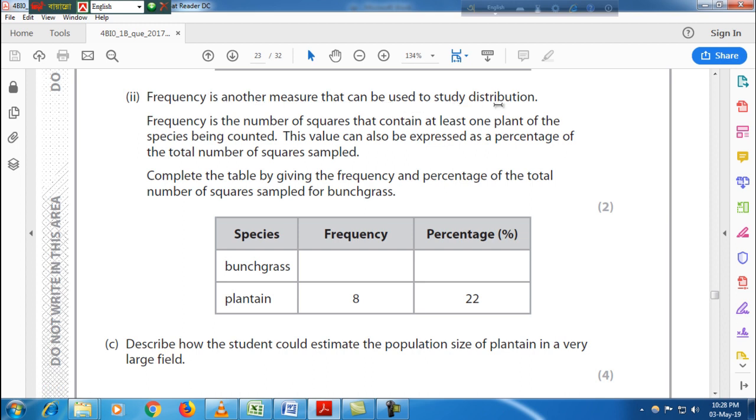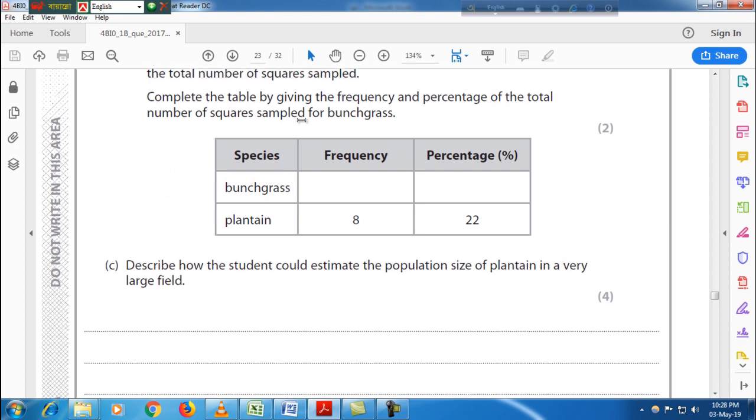Frequency is another measure that can be used to study distribution. Frequency is the number of squares that contain at least one plant of the species being counted. This value can also be expressed as a percentage of the total number of squares sampled. Complete the table by giving the frequency and percentage of the total number of squares sampled for bunch grass. It's very easy. If you see the table, plantain has been given. The frequency is 8, percentage is 22. So with this reference we can also find the frequency of bunch grass and the percentage.